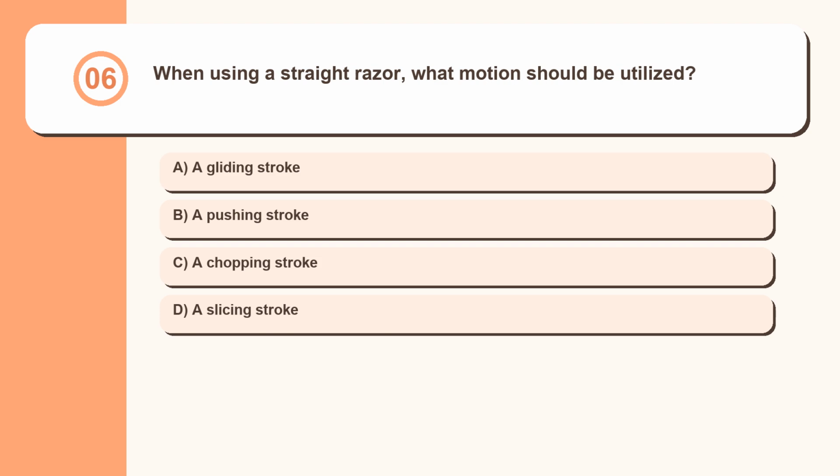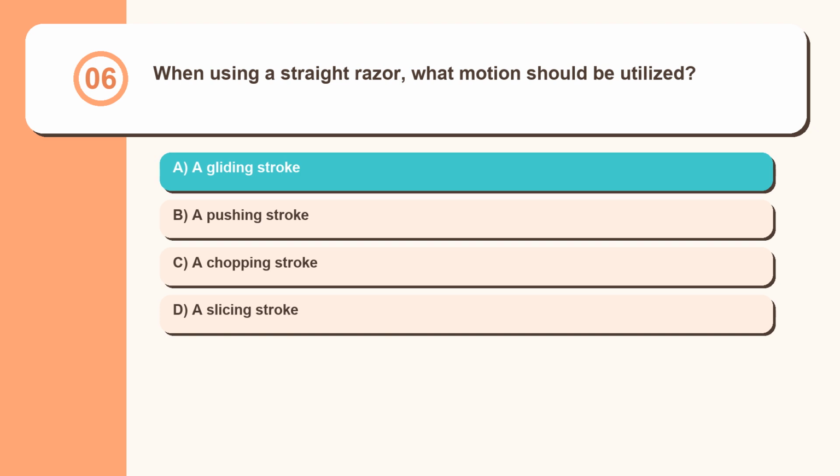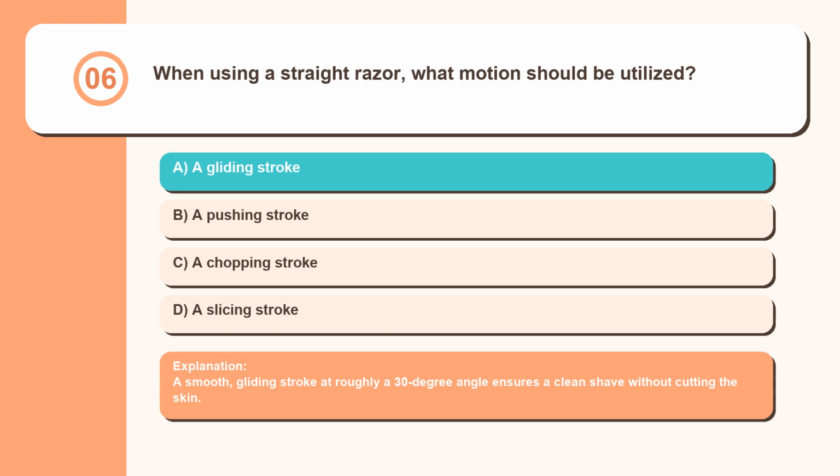Question 6. When using a straight razor, what motion should be utilized? A gliding stroke, a pushing stroke, a chopping stroke, a slicing stroke. A smooth, gliding stroke at roughly a 30-degree angle ensures a clean shave without cutting the skin.